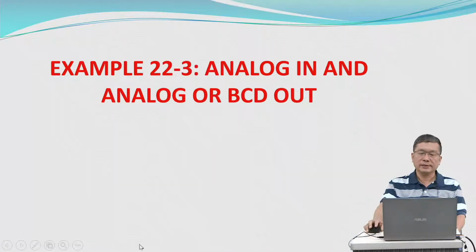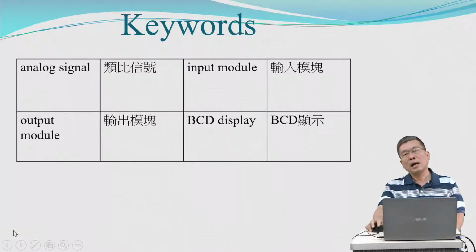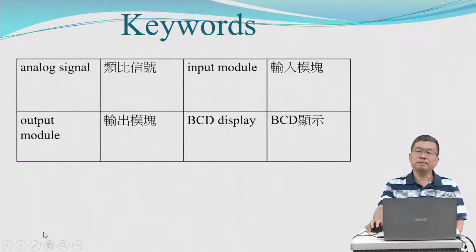Example 3, analog in and analog or BCD out. The keywords: analog signal, input module, output module, BCD display.